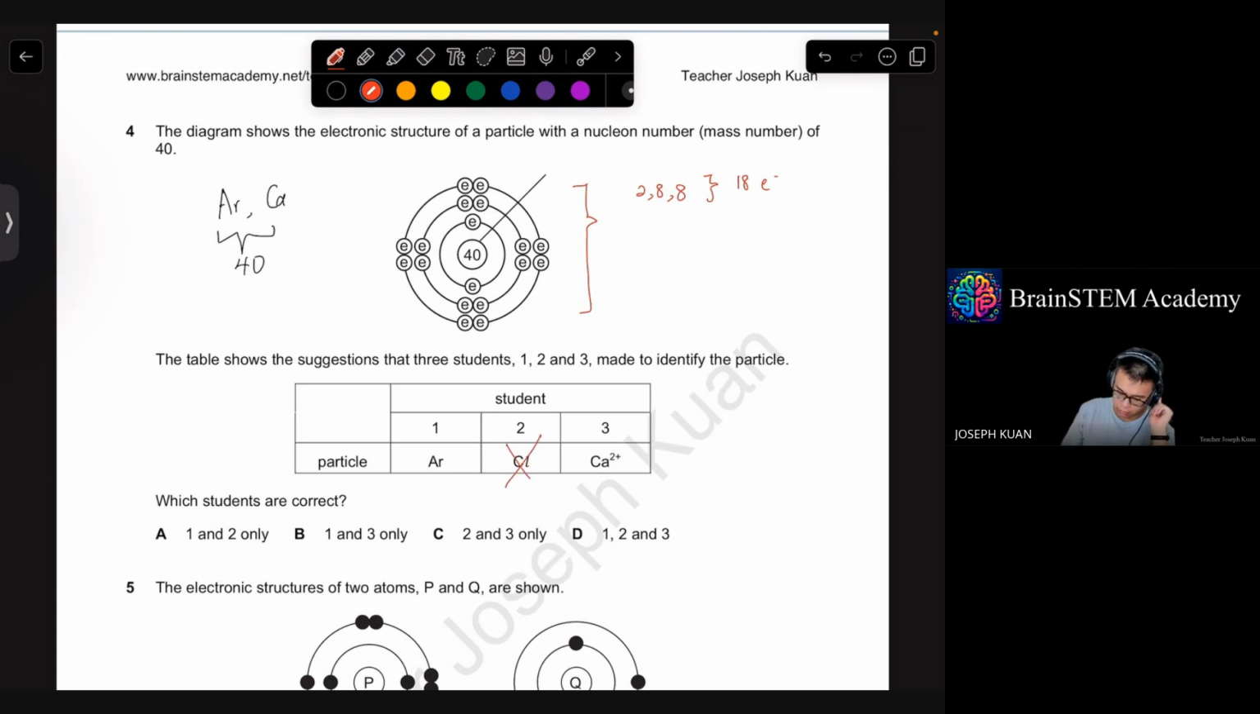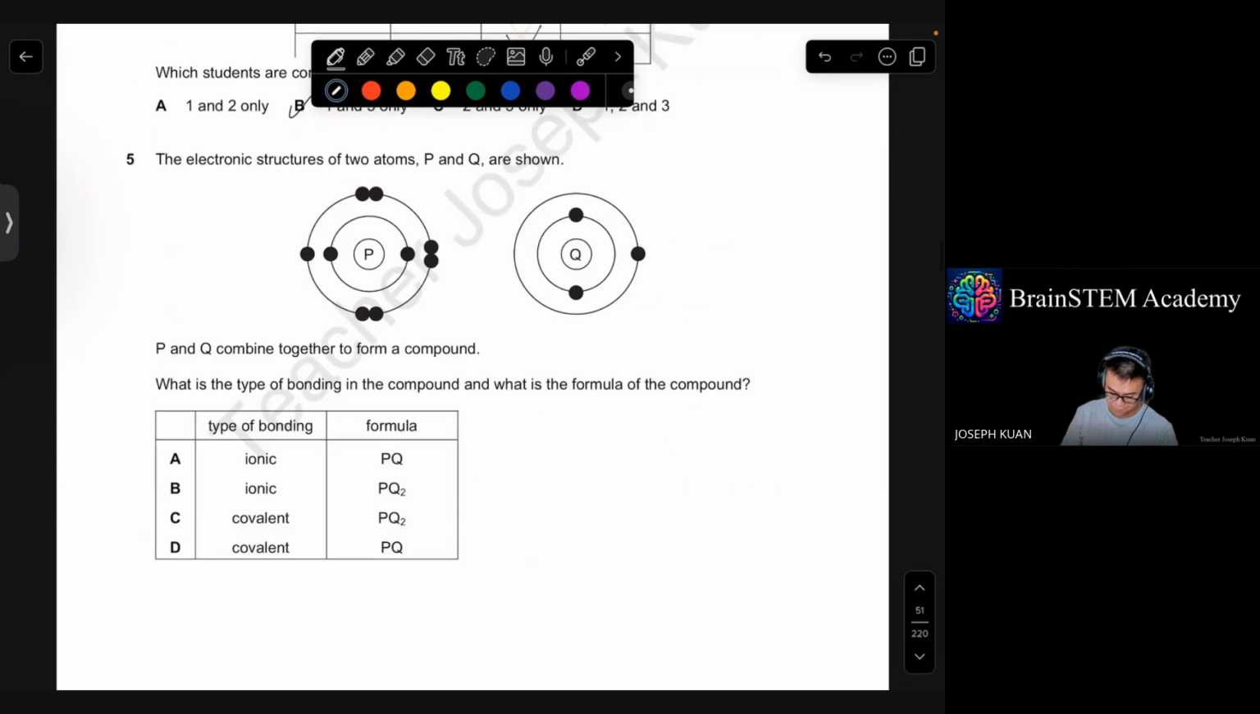So indeed, calcium ion loses 2 electrons. It has 20 protons, and then having a +2 charge, that means that it has 18 electrons. Argon has 18 protons, and because it's a neutral atom, it also has 18 electrons. So the best answer out of this question is B. Right, moving on to the next question, 5.